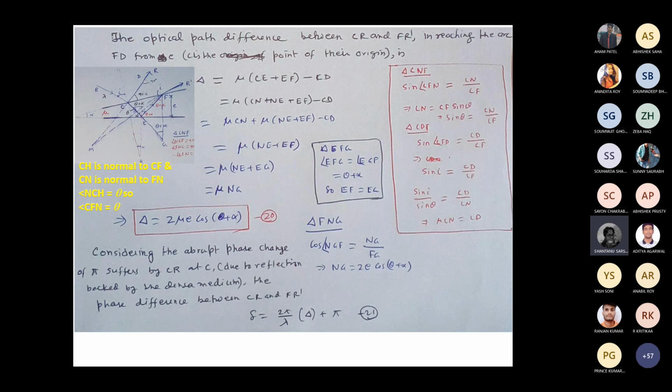So the optical path difference between the two rays CR and FR dash has become 2 mu e cos theta plus alpha. Now, till now, is there any question?